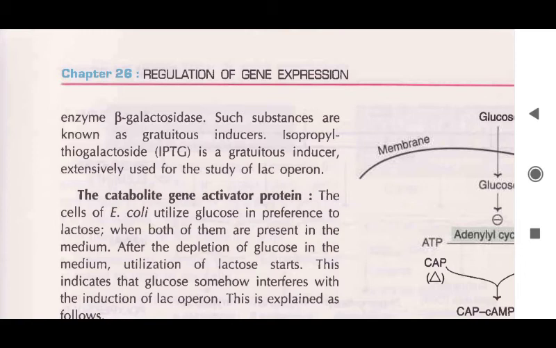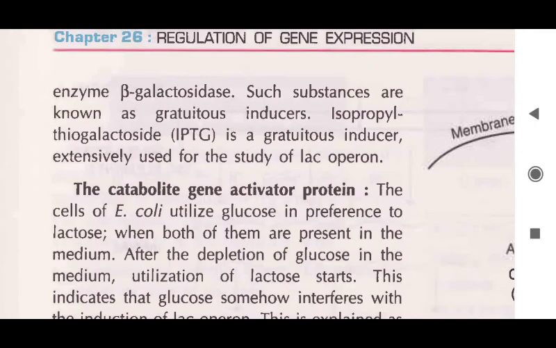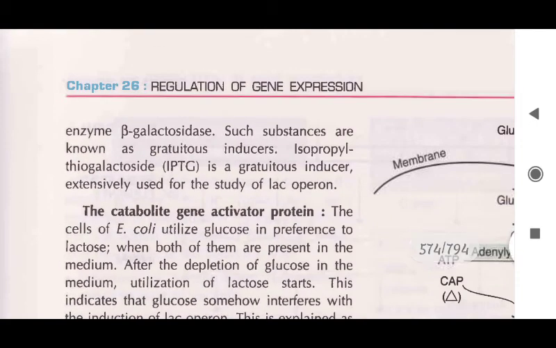The best example of a gratuitous inducer is IPTG, isopropyl thiogalactoside. It is a gratuitous inducer. It is normally used in experiments to show how the lactose operon works.